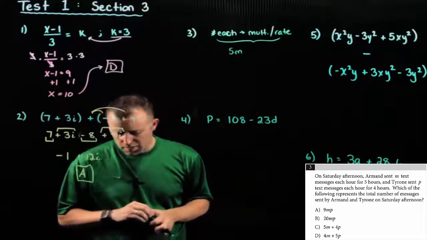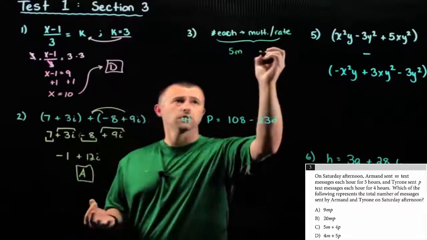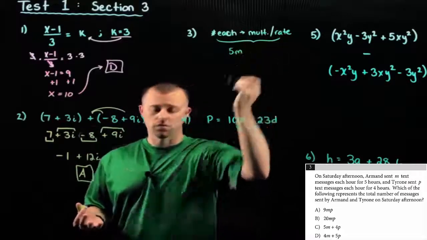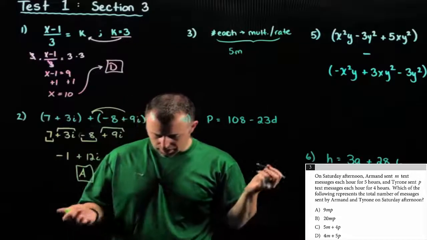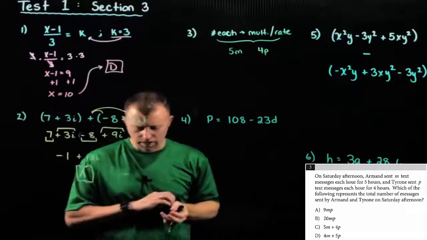And Tyrone sent P text messages each hour for 4 hours. So really dealing with the same thing here. So we're going to have the next one for our rate. We have 4 times P. So those are our 2 rates that we have in this problem.